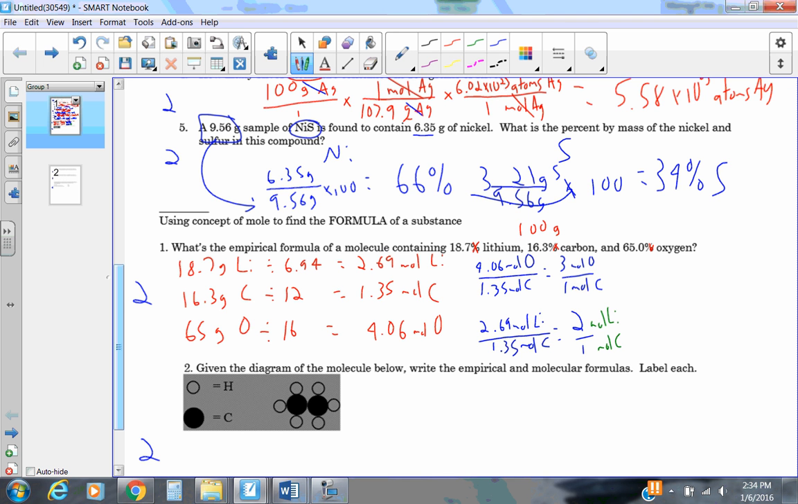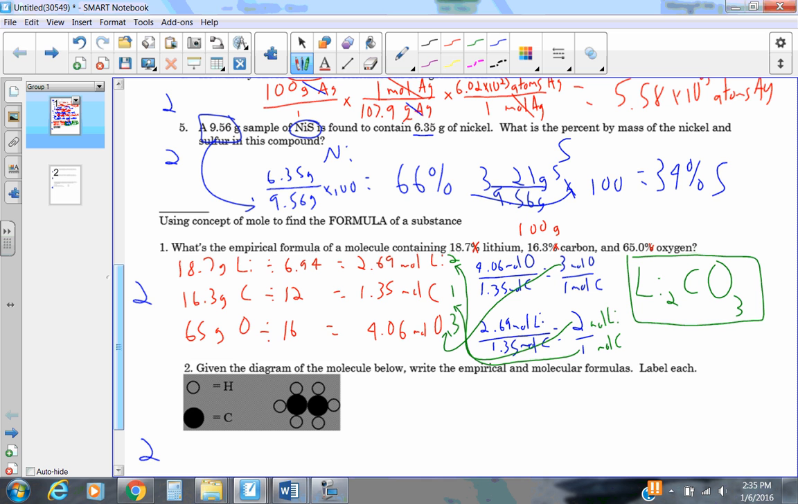In other words, the simplest whole number ratio is 1 of these, 2 of these, 3 of these. LiCO. I'm writing them in the same order that they came up in the problem. Li2CO3. Lithium carbonate is Li2CO3.